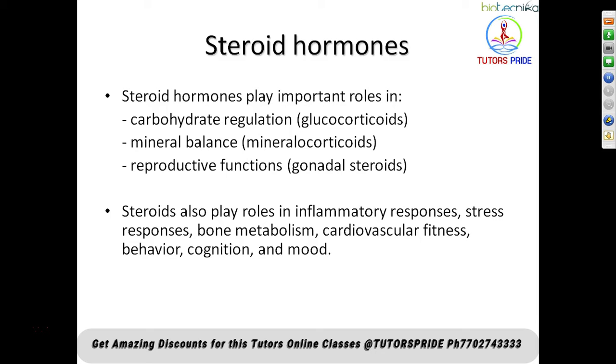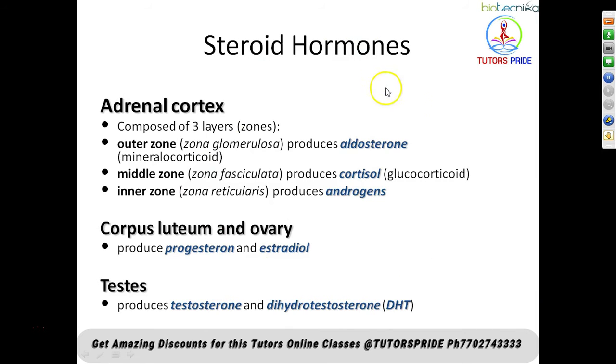Okay. Anyway, I told you what are the different roles of the steroids, and as I told, steroids also play an important role in inflammatory responses, inflammations, and then stress responses, bone metabolism, cardiovascular fitness, and your behavior, cognition, and mood. All these are responsible for your steroid hormones. Okay, now we'll see one by one.